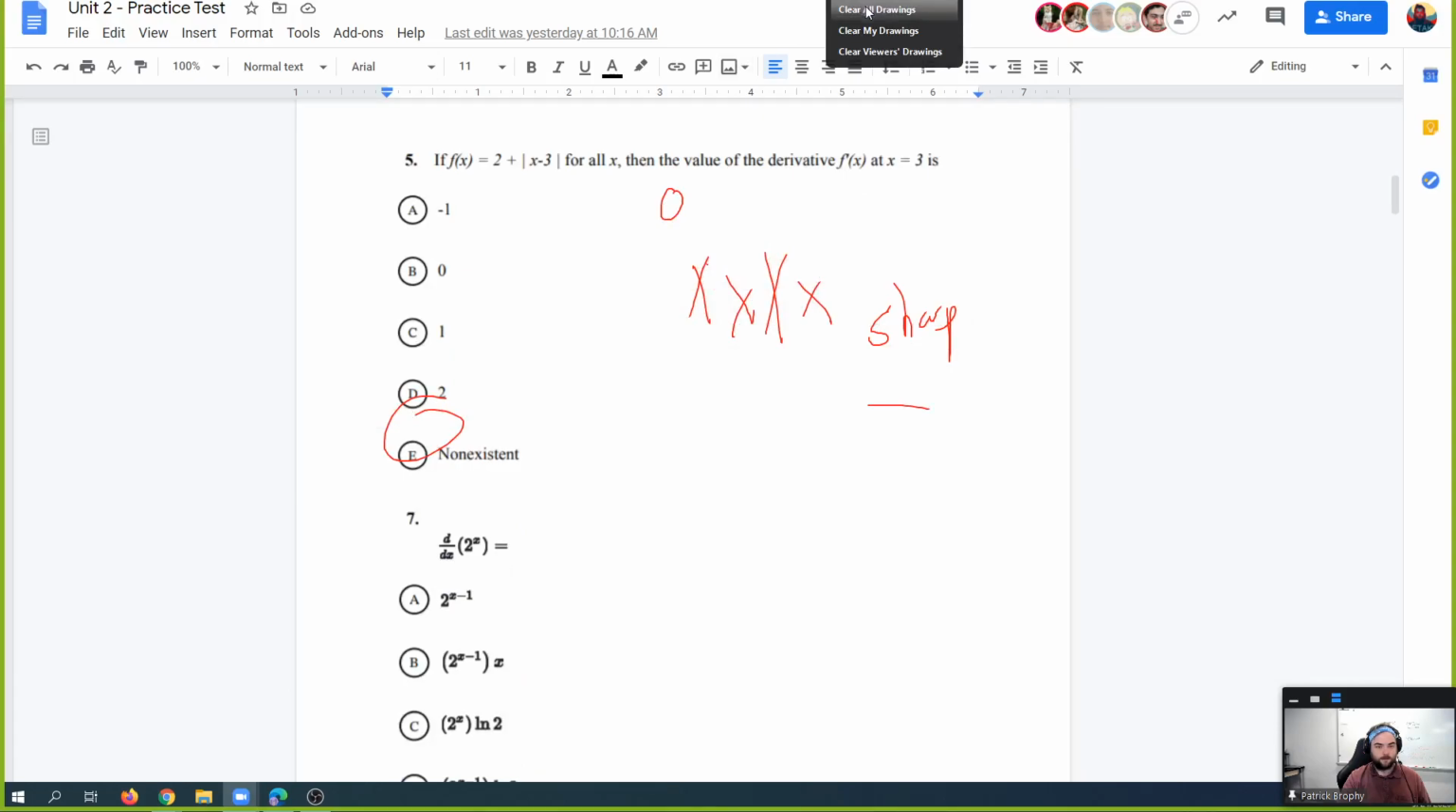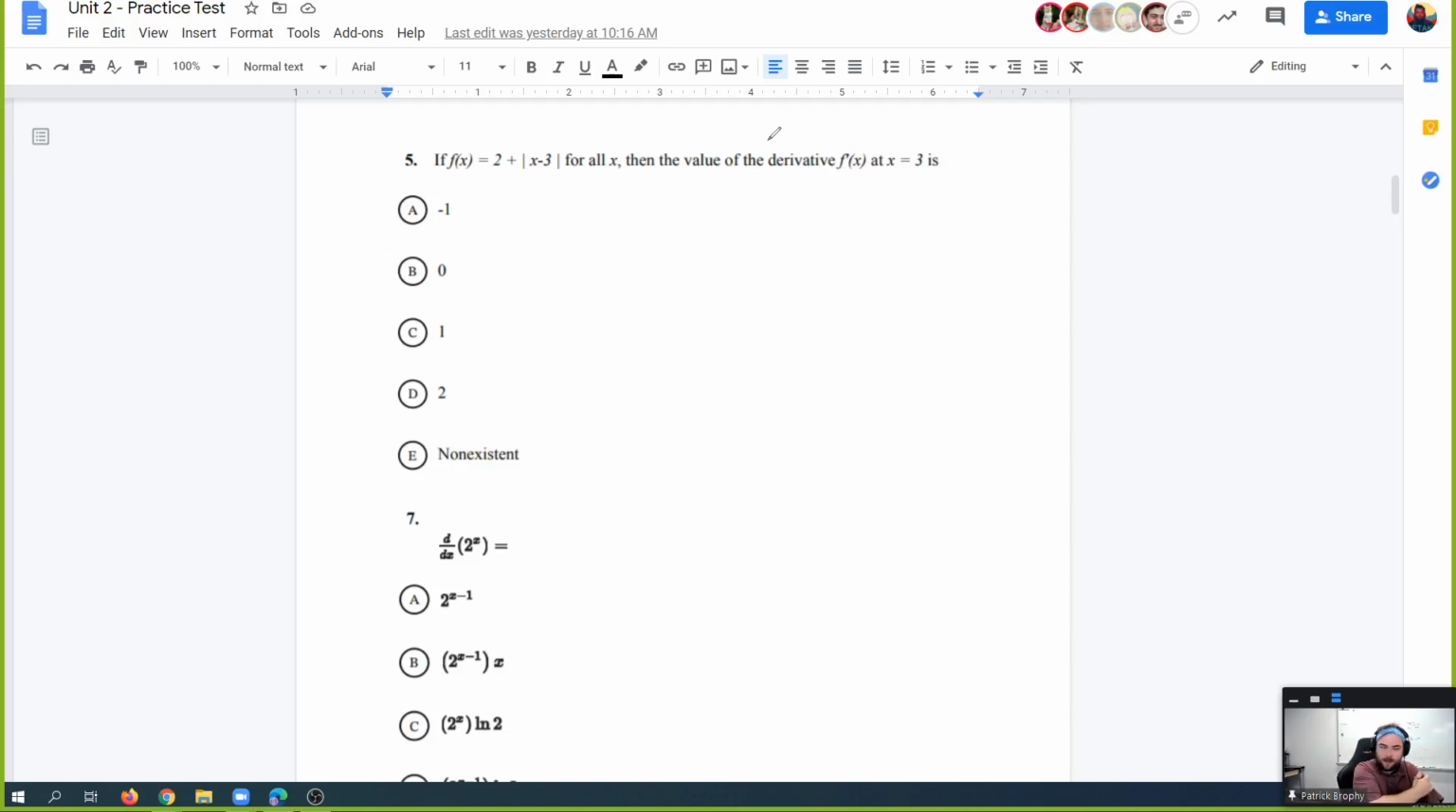Number two. If f of x is 2 plus the absolute value of x minus 3 for all x, then what is the value of the derivative f prime of 3? I hate derivatives with absolute values. The right way to treat this is as a piecewise function. It basically looks like this.